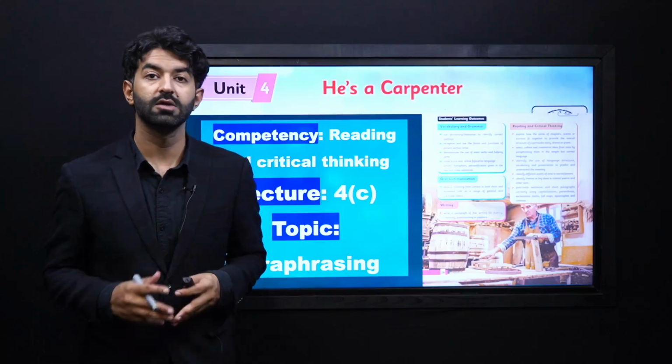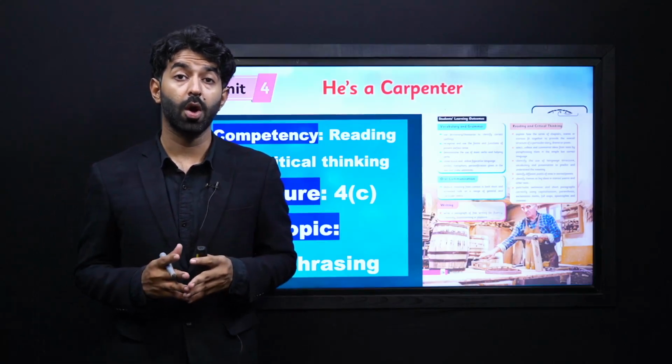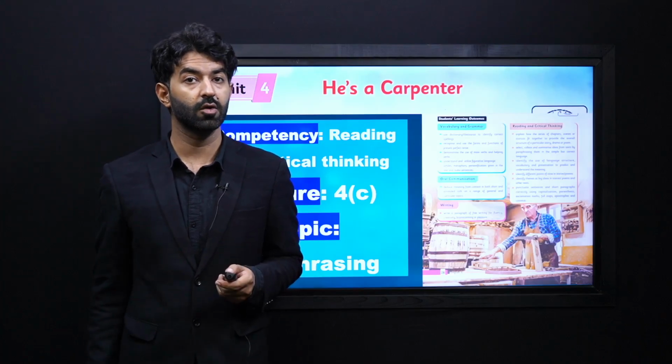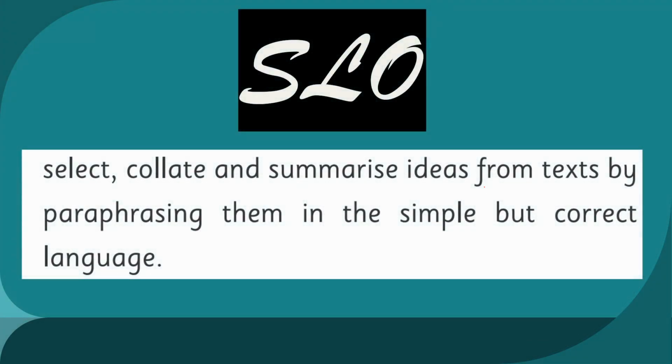Now we are dealing with unit number 4. The title is He's a Carpenter, and from the competency of reading and critical thinking, we are going to deal with an SLO. Now, let's look at our students' learning outcome.